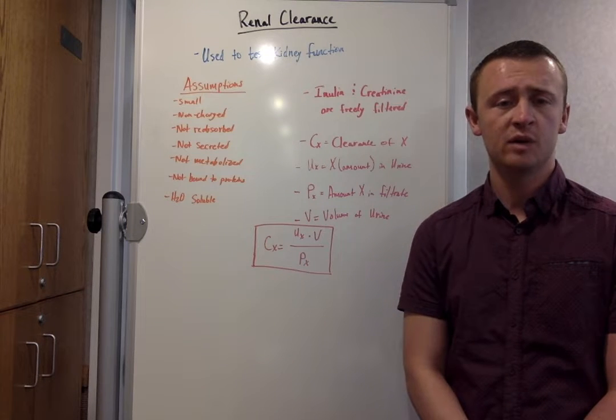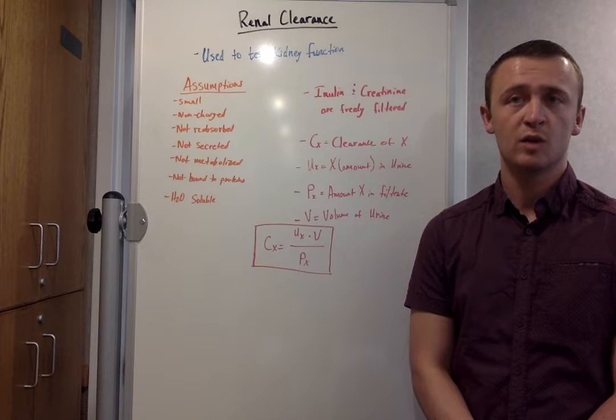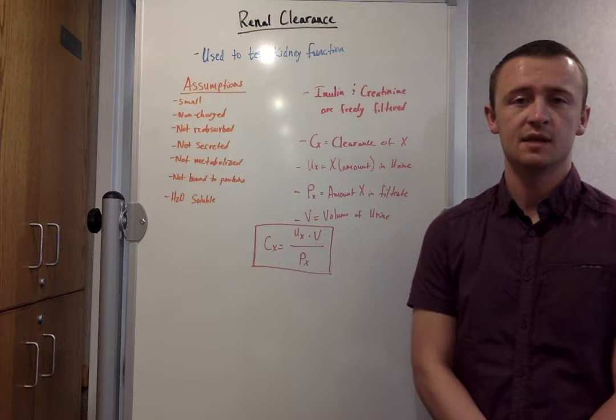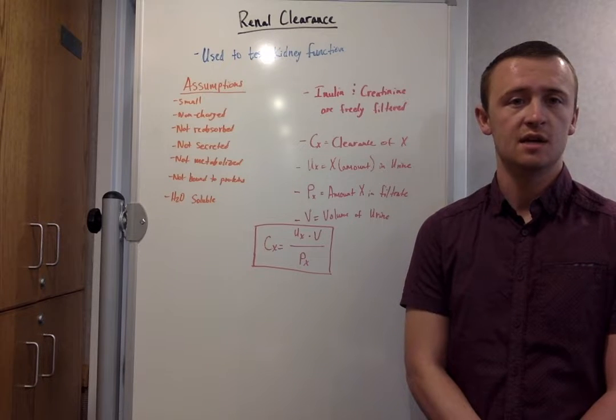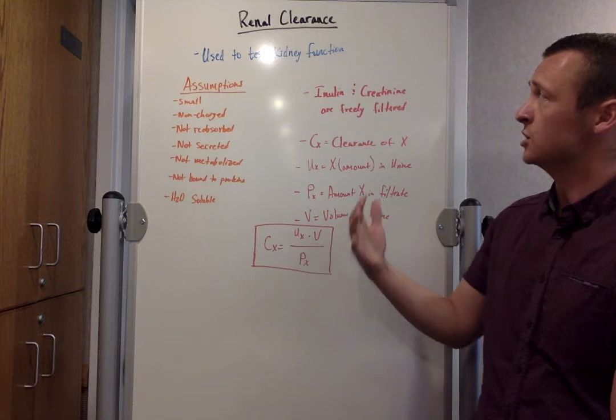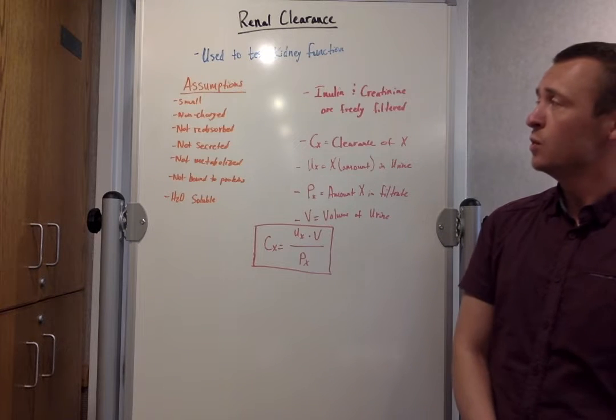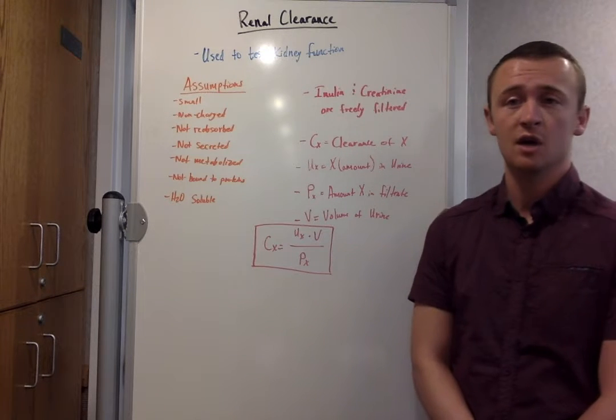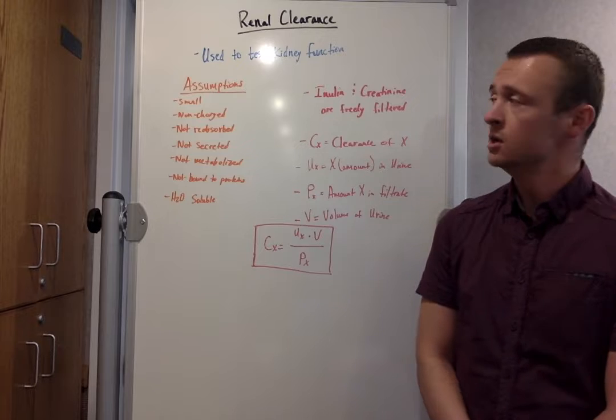Wanted to briefly mention renal clearance. Renal clearance is important because it helps us determine the function of the kidney. How well is it functioning? So we want to test things that are freely filtered. And to do that, we make some assumptions, right?